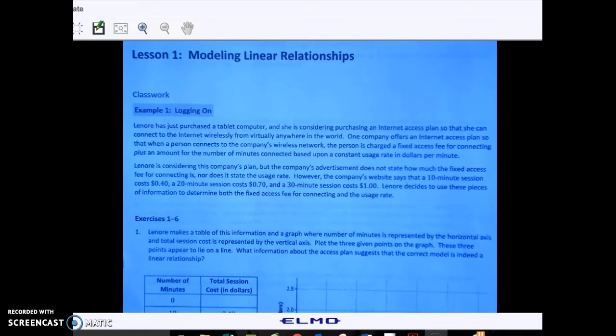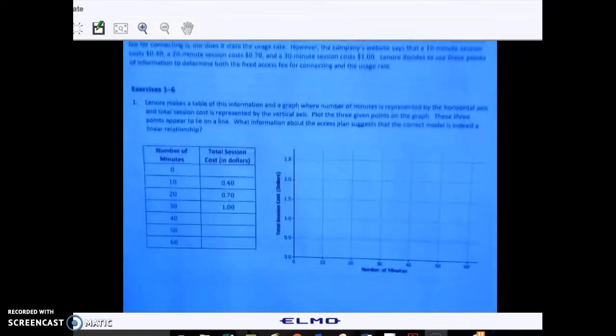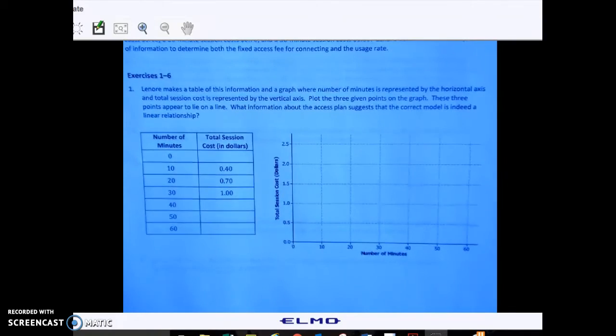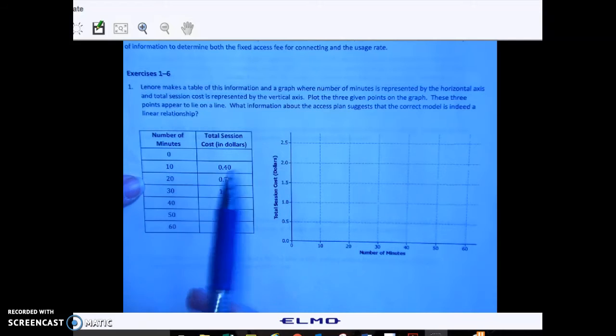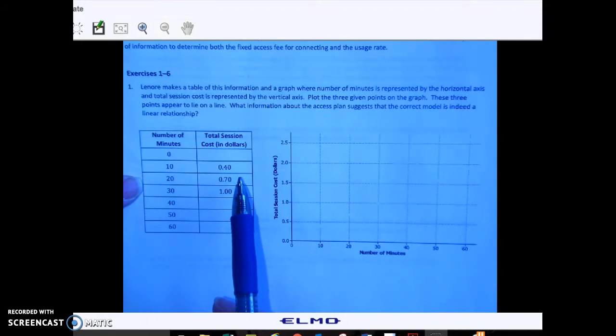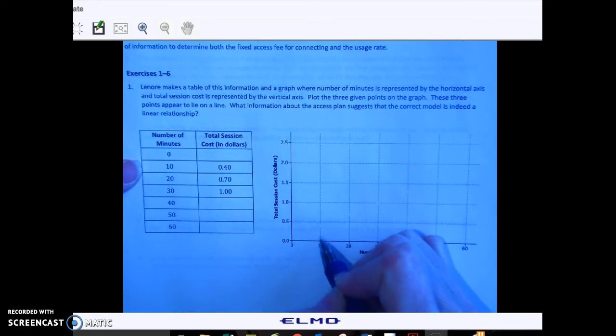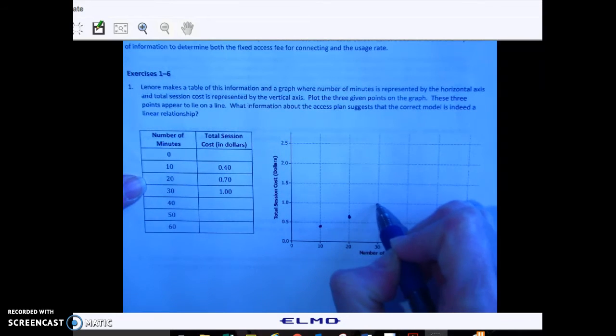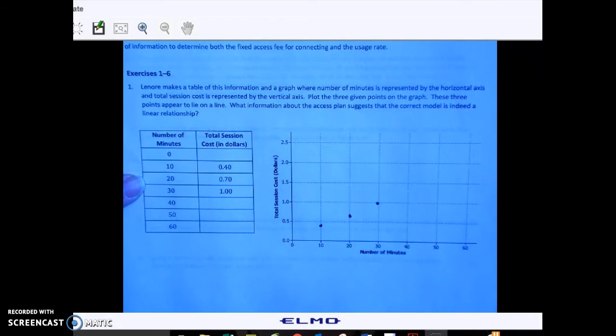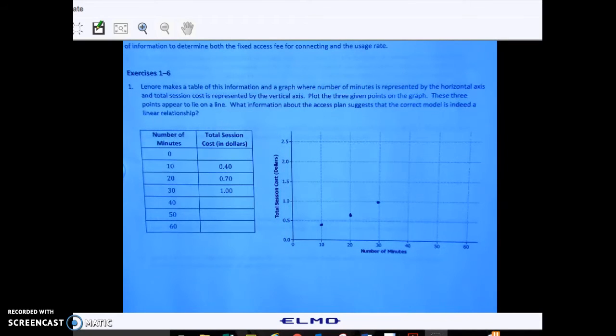All right, so question number 1. Lenore makes a table of the information and she plots these points. So at 10 minutes, we already said from the words up here that she will pay 40 cents, 20 minutes 70 cents, 30 minutes $1. So we're going to plot those points. At this point it doesn't tell us to connect those, so we're not going to connect those just yet.